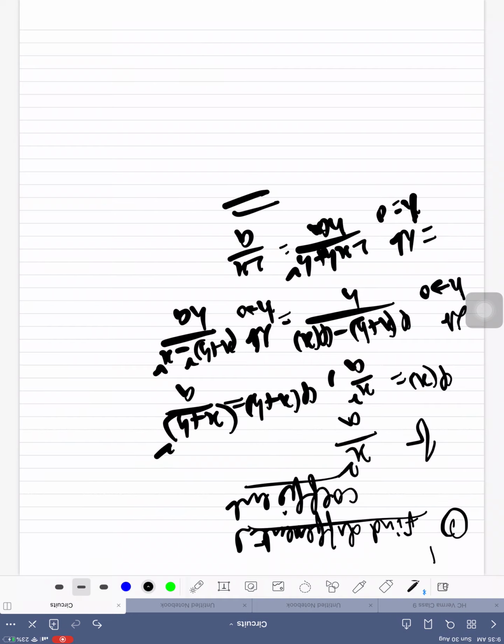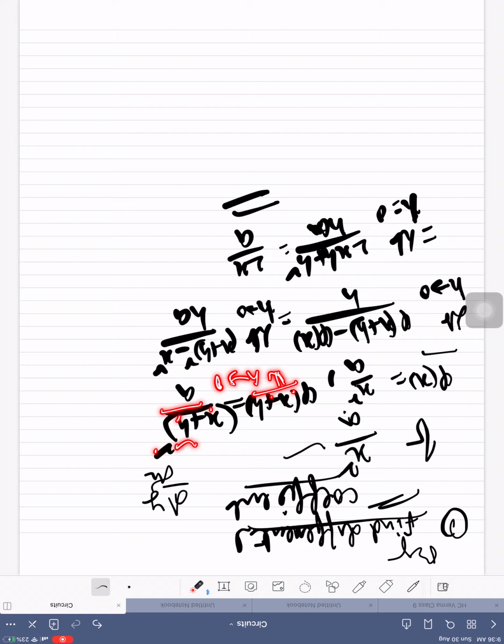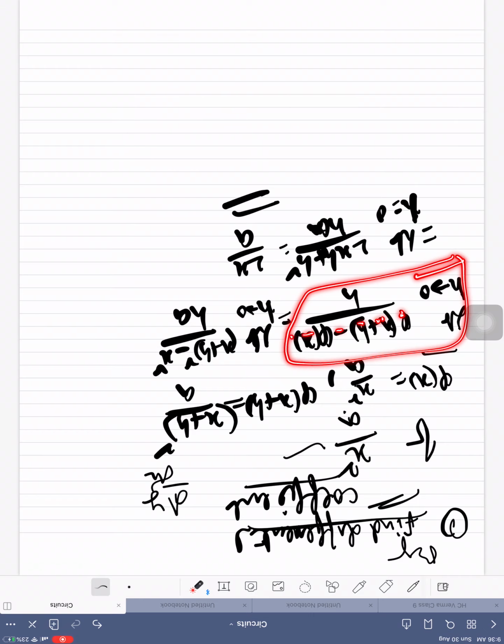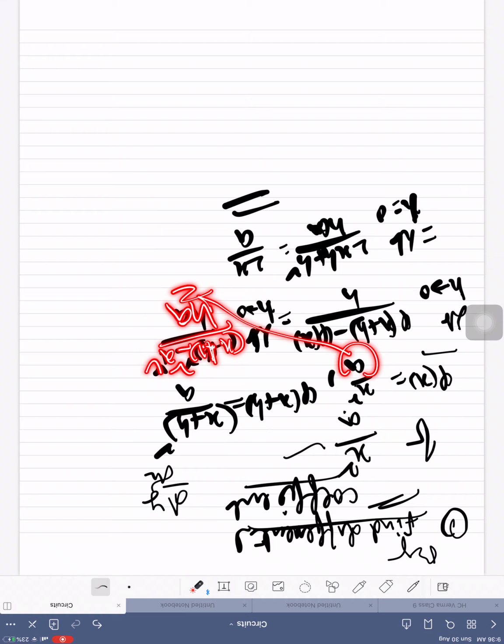First differential coefficient: by using the first differential coefficient, find dy by dx of x square by a. Let phi equal x square by a. Phi of x plus h is x plus h whole square by a. Now limit h tends to 0 of phi of x plus h minus phi of x by h is equal to x plus h whole square by a minus x square by a, all over h.